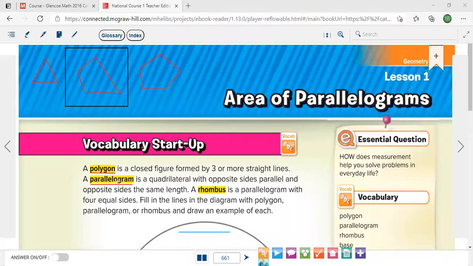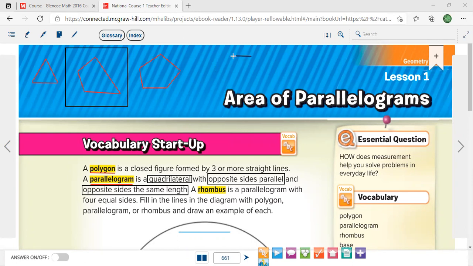So a parallelogram is a quadrilateral with opposite sides parallel, and opposite sides have the same length. Opposite sides parallel and opposite sides have the same length. Let me show you a parallelogram.